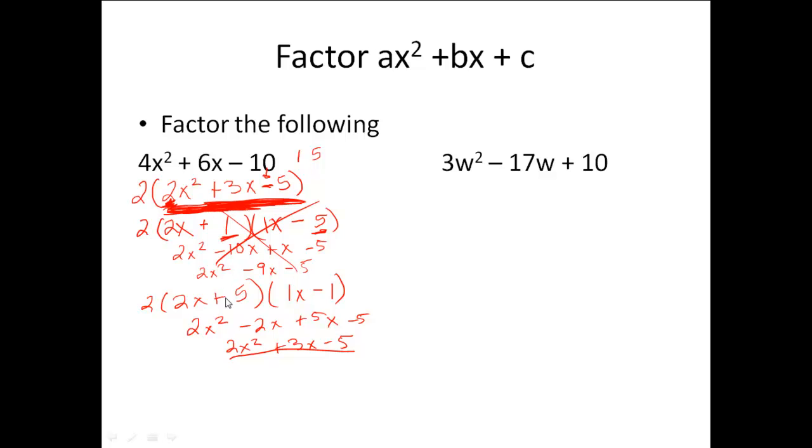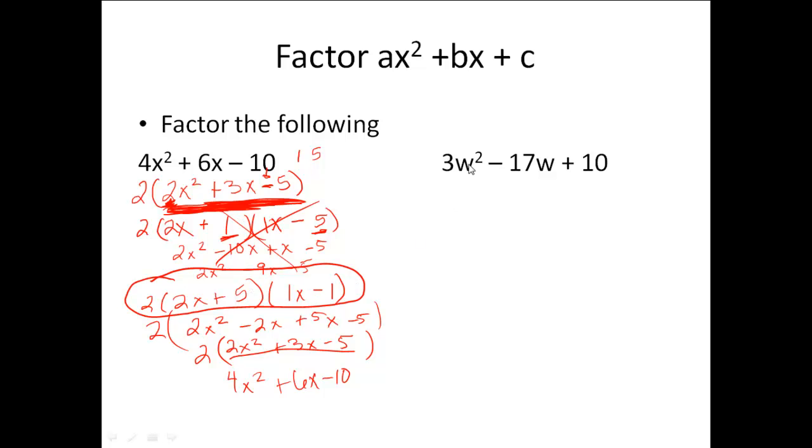Matches this part perfectly. Now the reason it doesn't match my top equation is because I didn't distribute that 2 back in yet. So if I distributed that 2 back in, I would have 4x squared plus 6x minus 10, which would match my original equation. So factored, we've got it right here. First try didn't work out, so we had to flip-flop our 1 and our 5, and we got it on our second try.